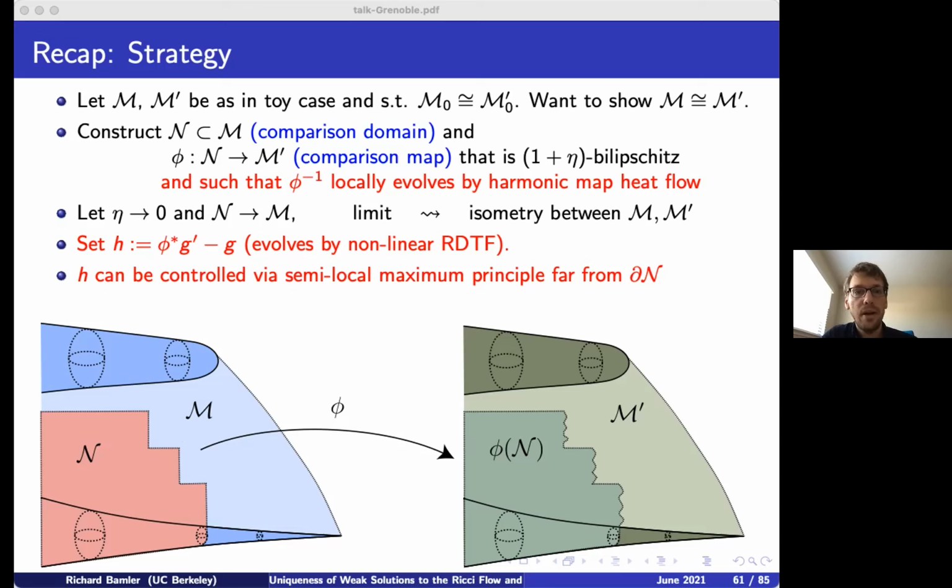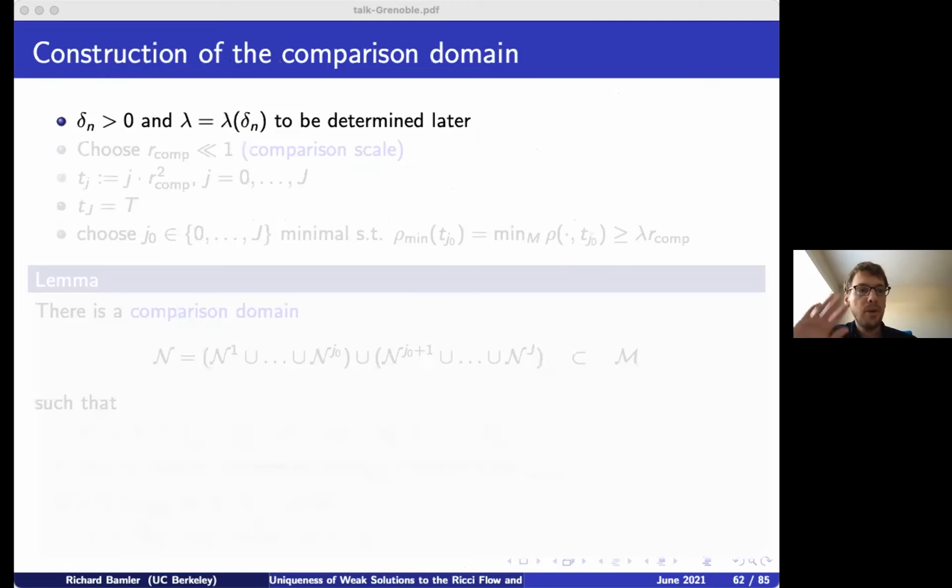In order to do this, let me now state a lemma that will characterize what this comparison domain should look like. I'm first going to state the lemma, and it may be confusing at first, but then I'm going to show you a picture, and I think it should show pretty clearly what I mean by the lemma. Please stay with me for this slide, and I'm going to review this again in the next class anyway.